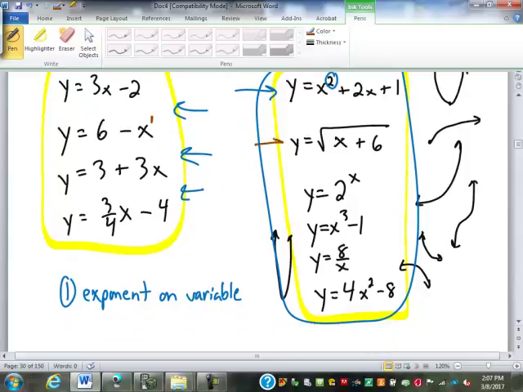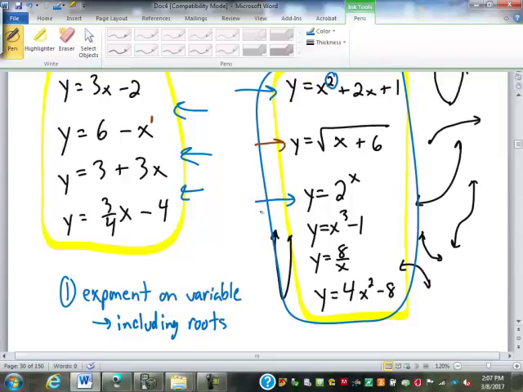How about the second one here? What does that one have that the lines did not have? The square root of x plus 6. Okay, good. A square root on the variable. Exponents, if you remember back to our order of operations, exponents and roots get put in together. So exponents on the variable, and we're just going to say including roots.